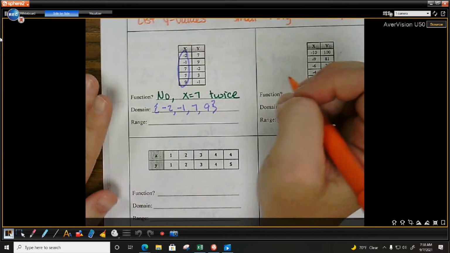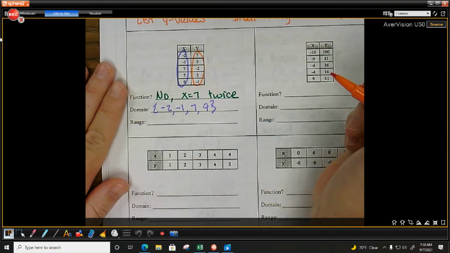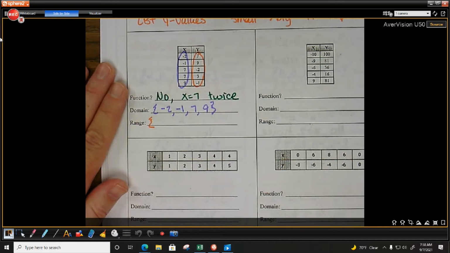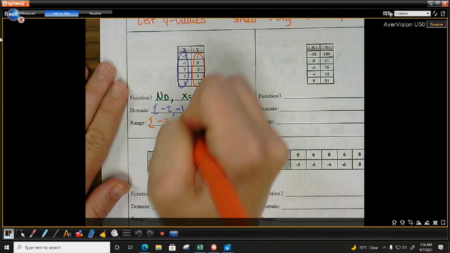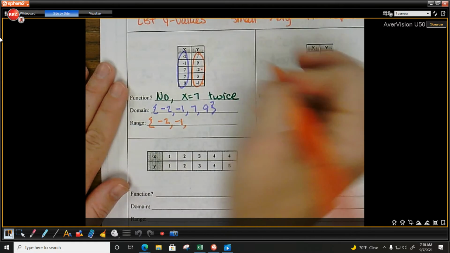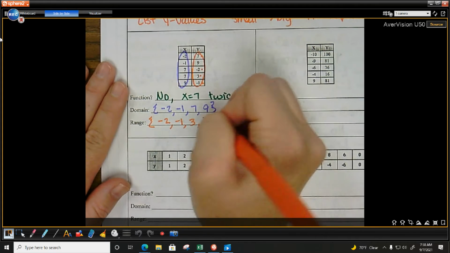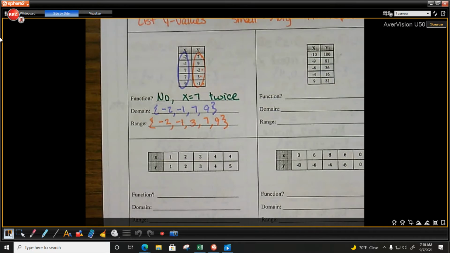Now, my Y values, are my Y values in order of small to big? No, because when you're making a table, the X's are in order, but the Y's have to be paired up with the appropriate X value. Okay, so sometimes they might be in order for us, but sometimes they won't. So what's my smallest Y or range value? -2, then -1, then 3, then 7, then good?